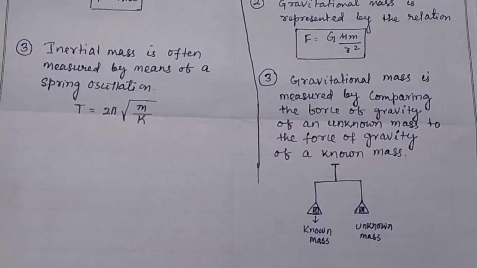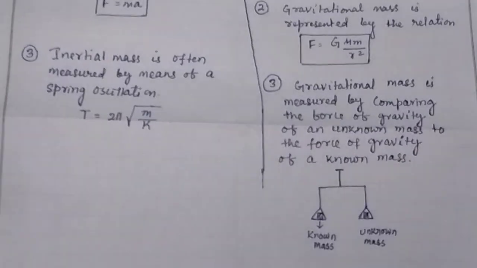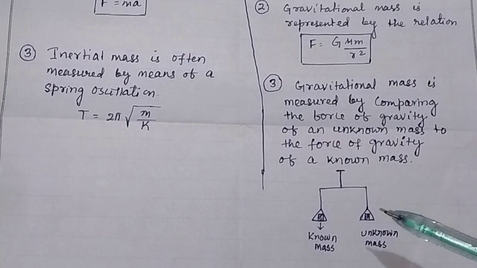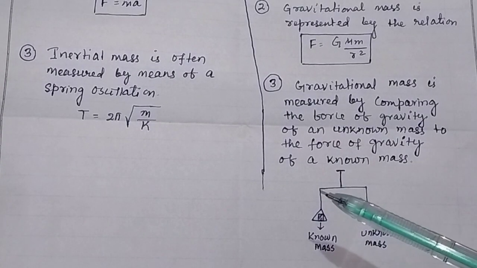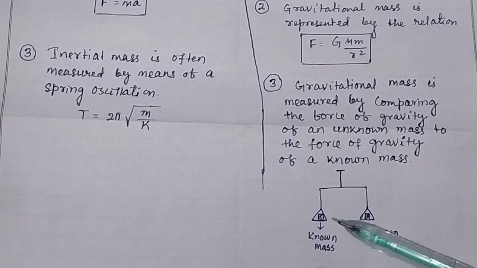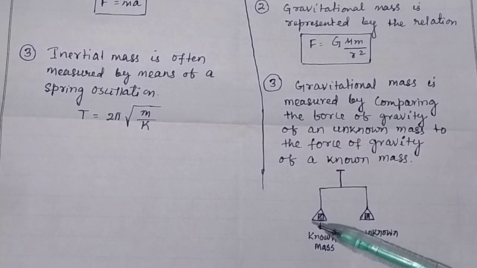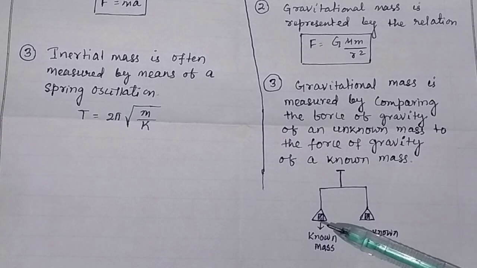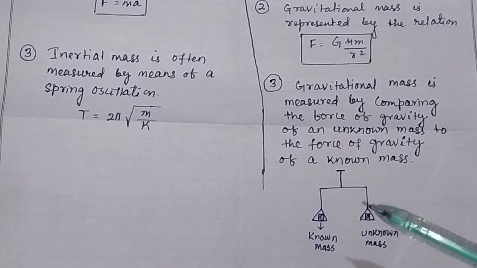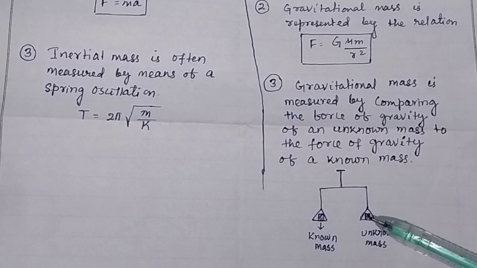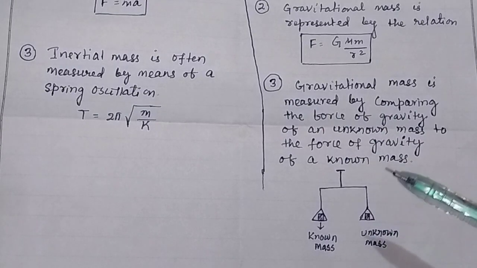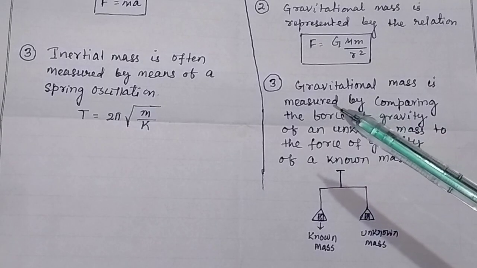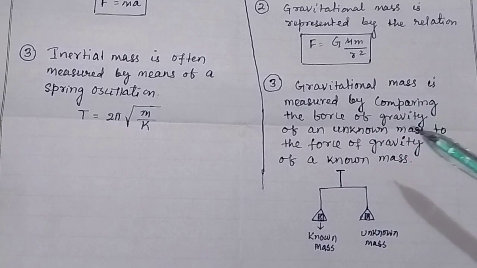For example, as in the case of a beam balance, all of you might have seen a beam balance. This is a beam and there are two pans. Suppose you keep one known mass of, say, 1 kg, 5 kg or 500 gram like this. These are the known masses, and the unknown gravitational mass can be found out. So in this way you can experimentally find out gravitational mass.